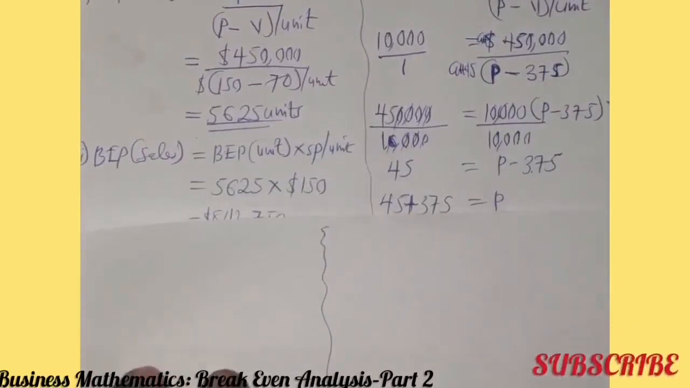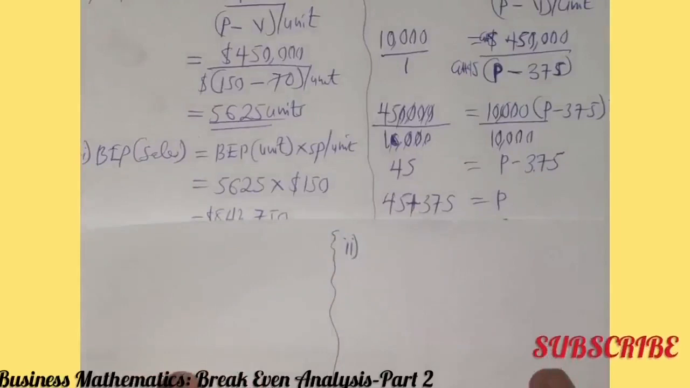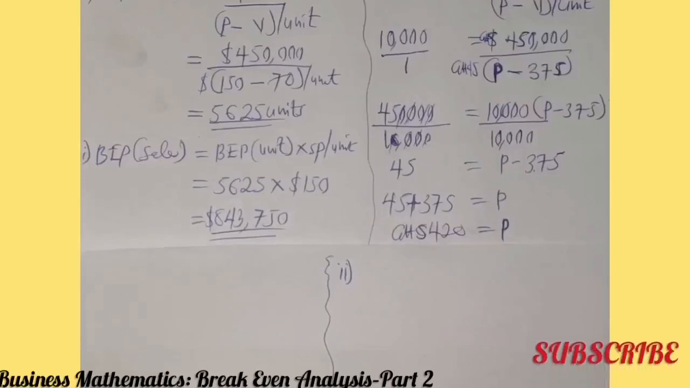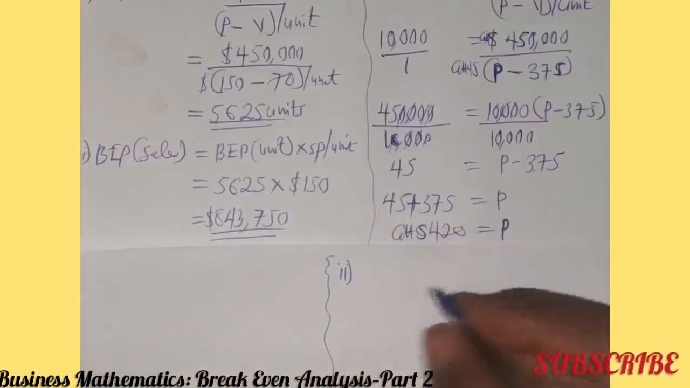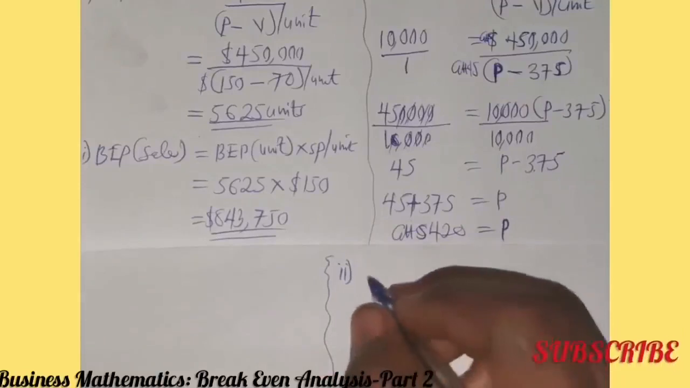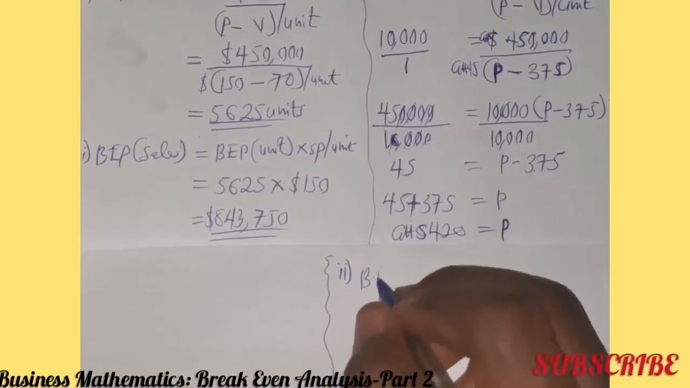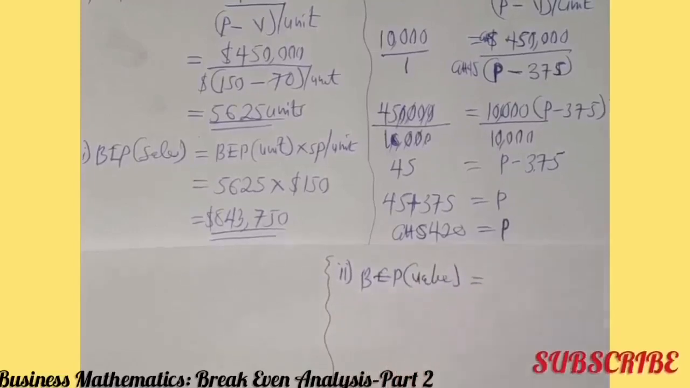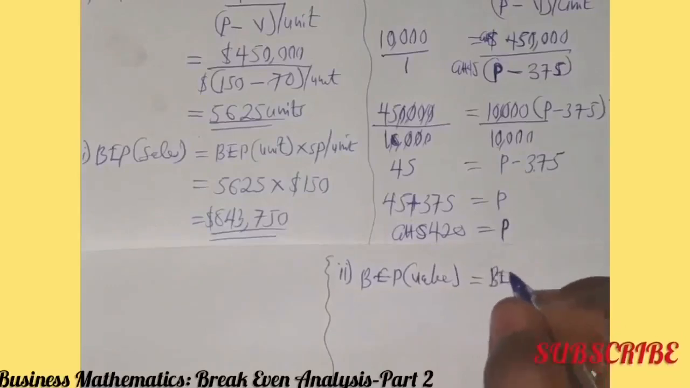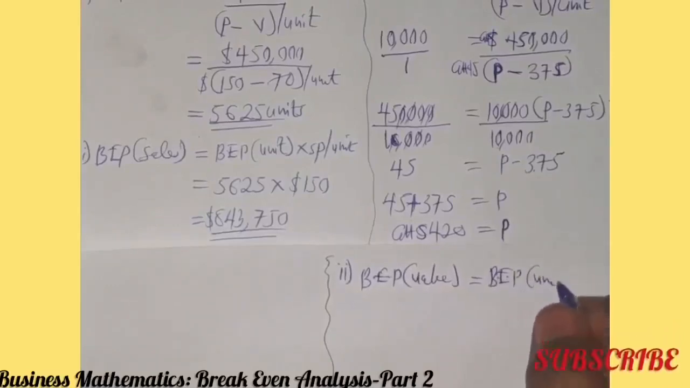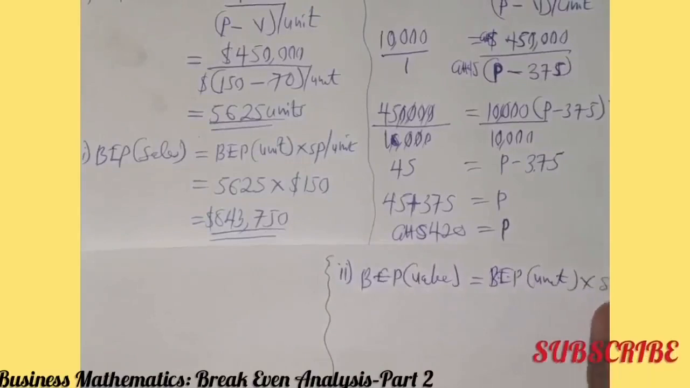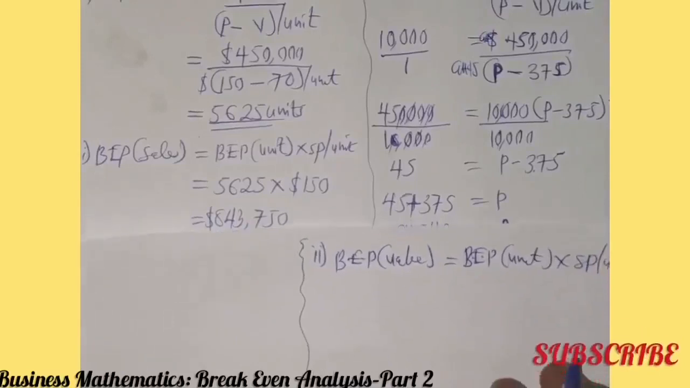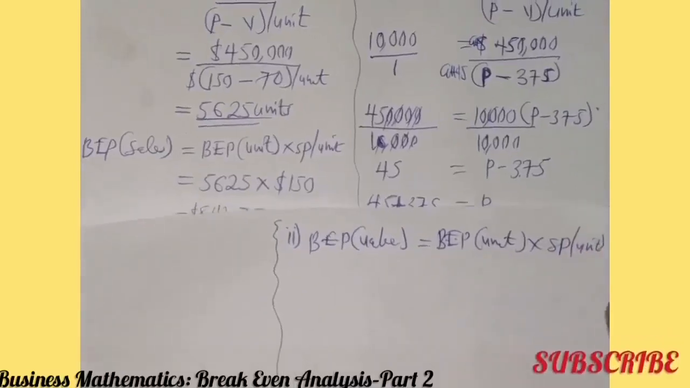So I can say that I'm asked to find out my break-even point in value now. So now, once I know my selling price, I can say that therefore, my break-even point in value will be equal to my break-even point in unit multiplied by my selling price per unit. Selling price per unit. This one I'm talking about.